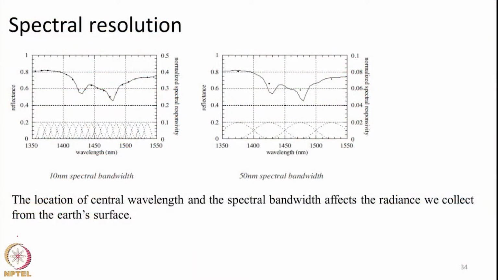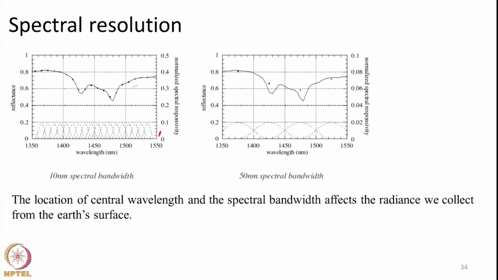Let us see an example here. In this particular figure, the thick dark black line is the spectral reflectance of one object, let us assume. Some object we have measured the spectral reflectance of in different wavelengths, and we have plotted it as a thick dark black line.